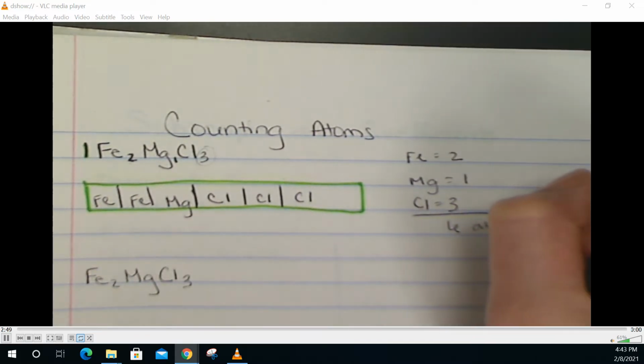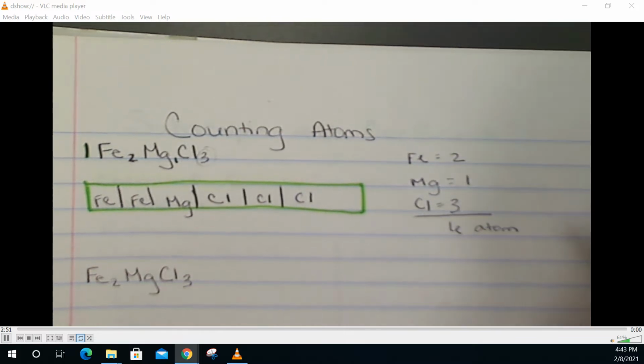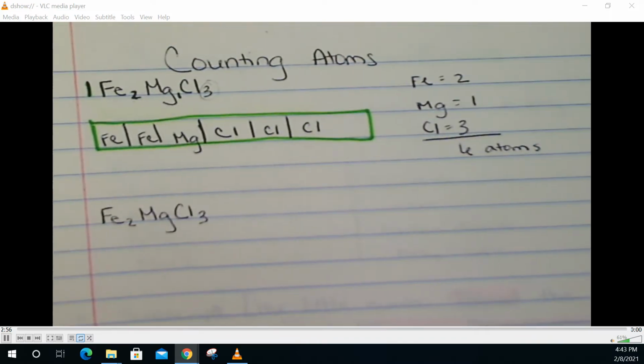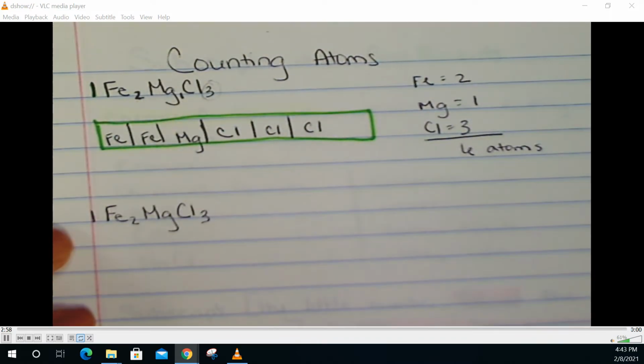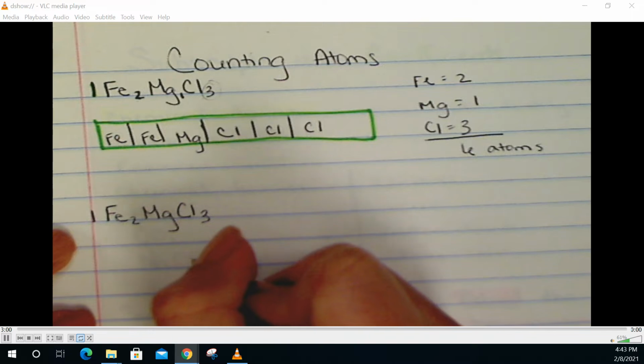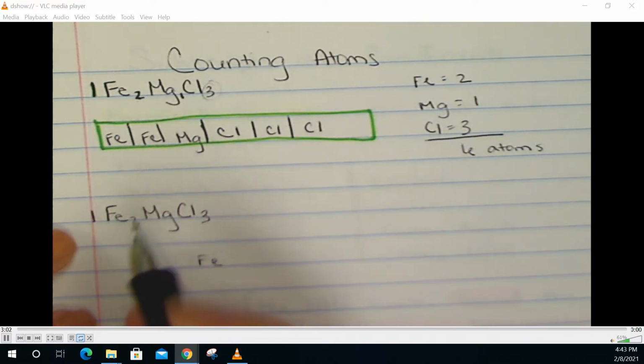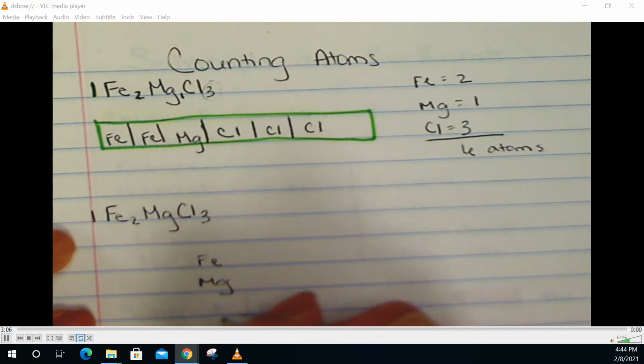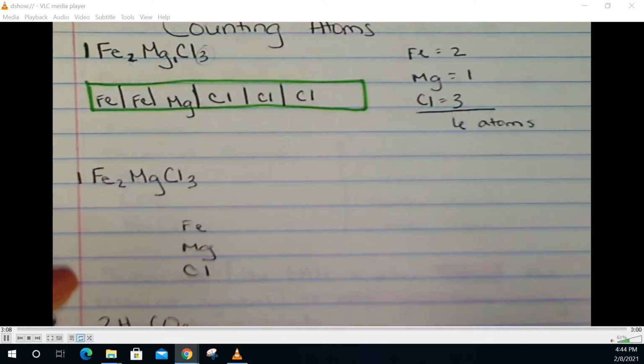So you can do that like that. Or you can do it by distributing, which I'm sure you're familiar with in math class. So my biggest advice is to write down all of your elements so that way you don't get lost. So we have iron, we have magnesium, and we have chlorine. So I'm just kind of writing them to the side.